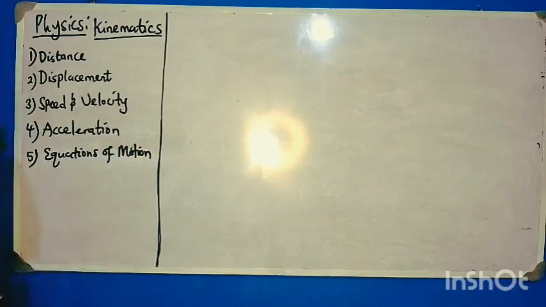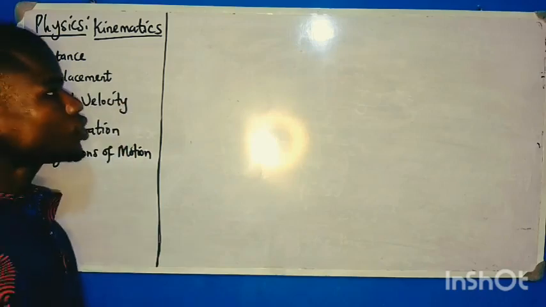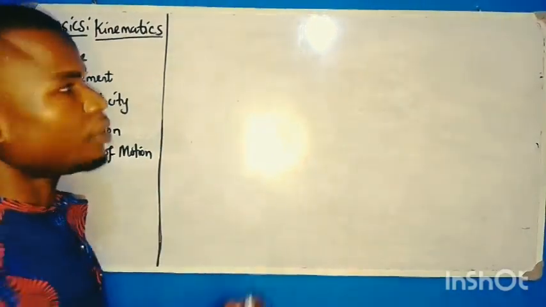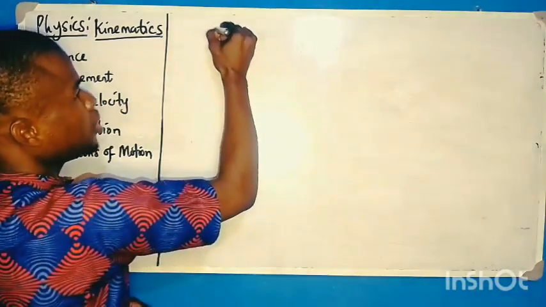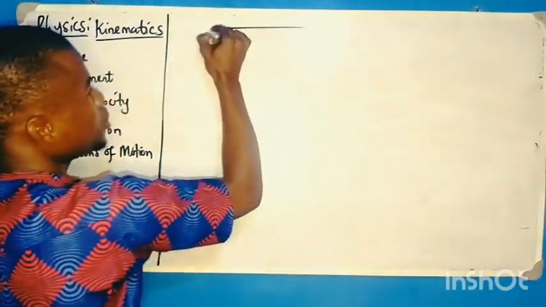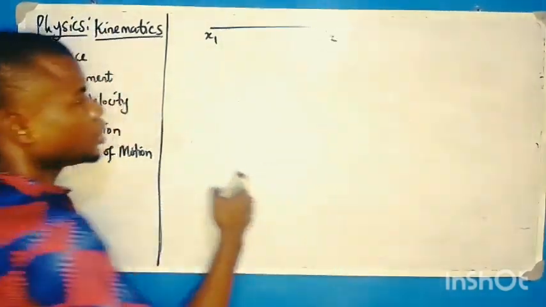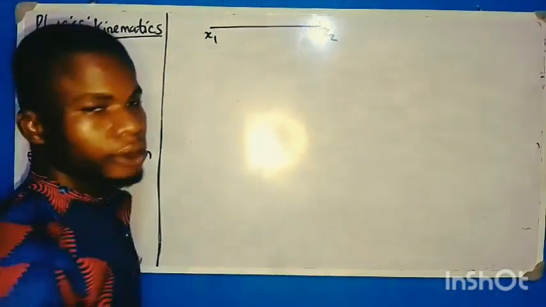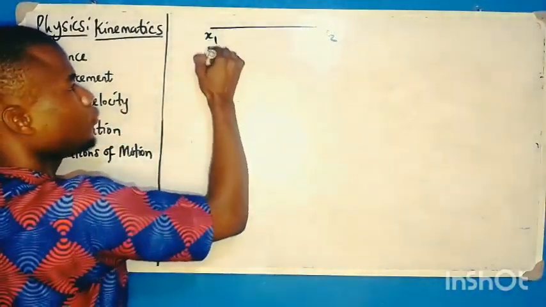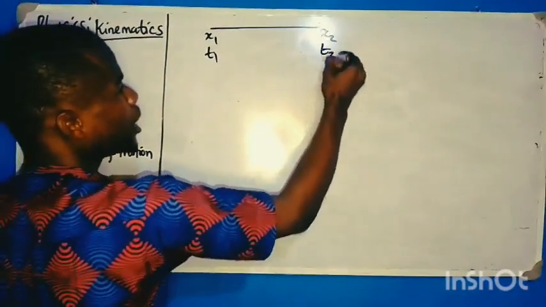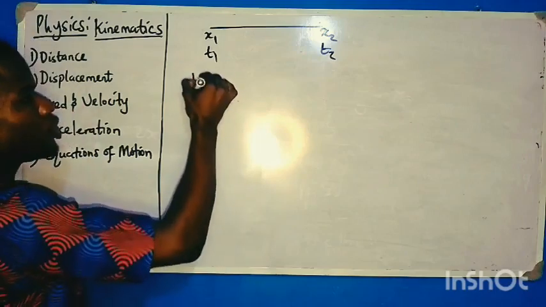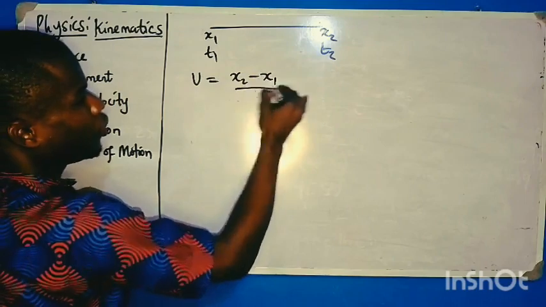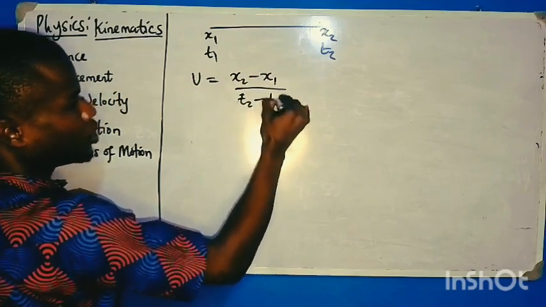Alright. Let's look at speed and velocity. What is speed? Speed is the change in distance over time. Let's say our body moved from x1 to x2. It changed its position, and in the course of changing its position, time was used, so it moved from time t1 to time t2. So our speed v is going to be x2 minus x1 all over t2 minus t1.